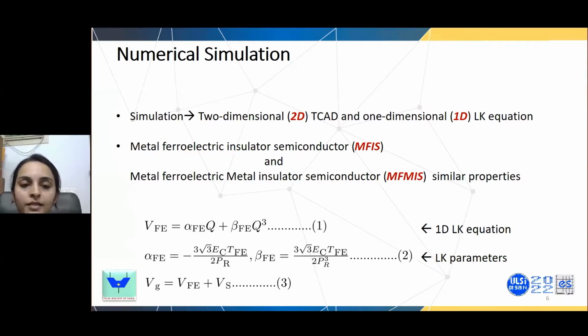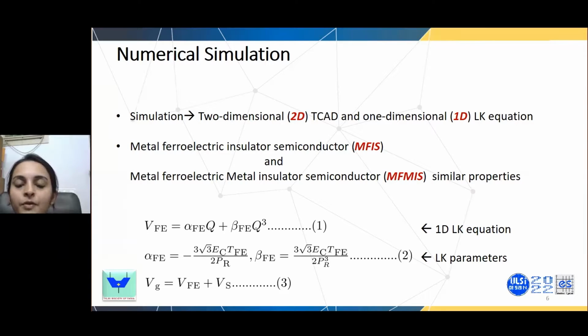So how to do that? We have a structure, metal ferroelectric insulator semiconductor. That is the proposed structure. But as I told you, we cannot directly simulate it using TCAD. So we are introducing some modification to the structure. We introduced an intermediate metal layer in between the ferroelectric and the insulator. So the structure will be MFMIS. And the MF part can be solved using the 1D LK equation. And the MIS structure can be directly simulated using TCAD.